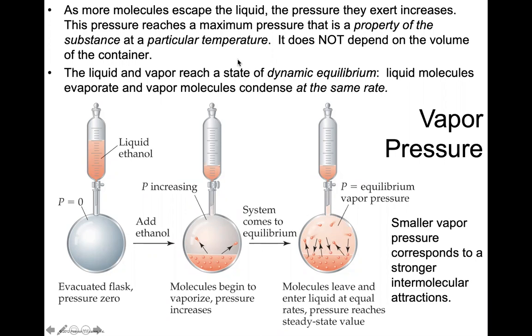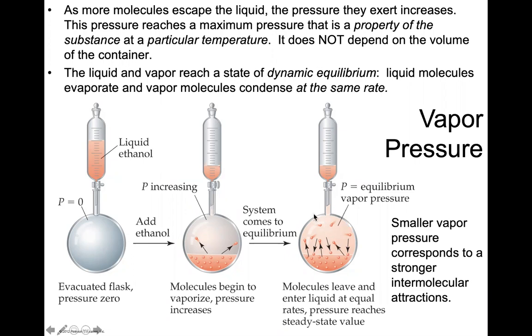If we look at a few details here that I show at the top, as more molecules escape the liquid, the pressure that was in that container increases. The pressure eventually reaches a maximum value. That is a property of the substance. Different substances have different vapor pressures, and it depends on the particular temperature. It doesn't depend at all on the size of the container.